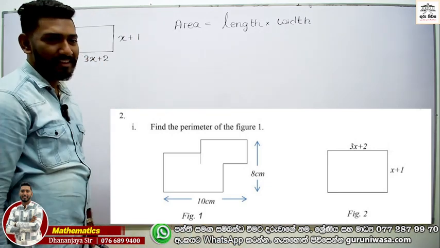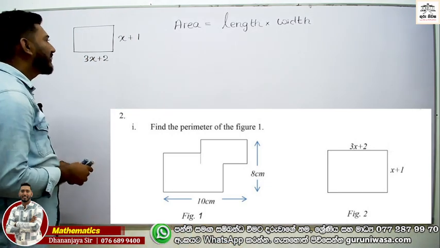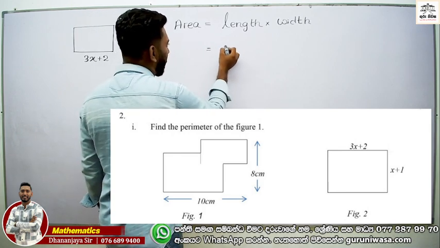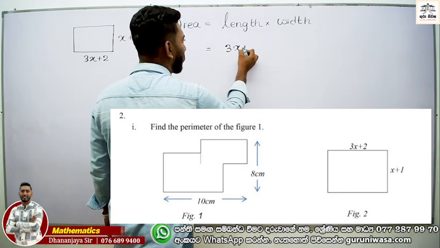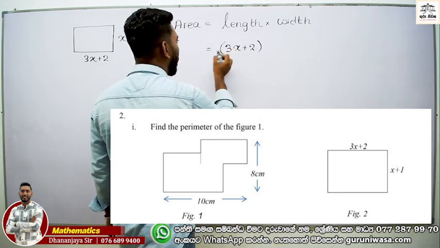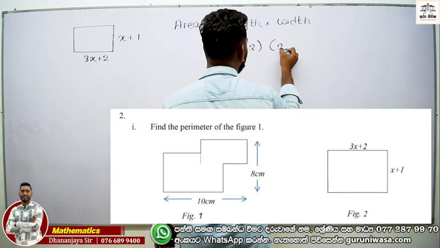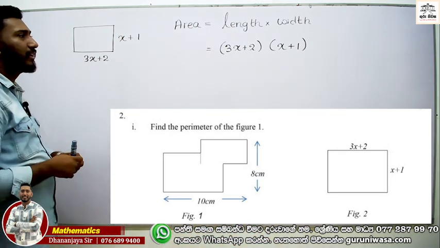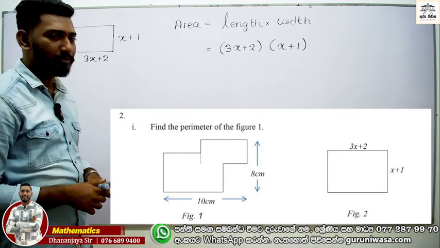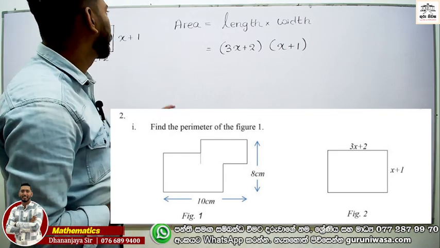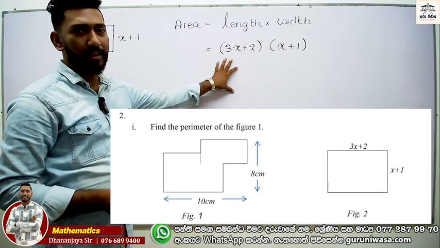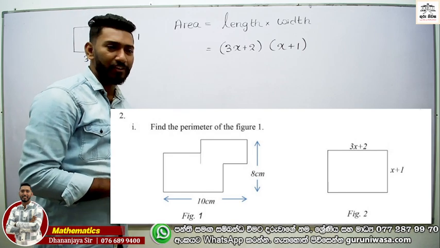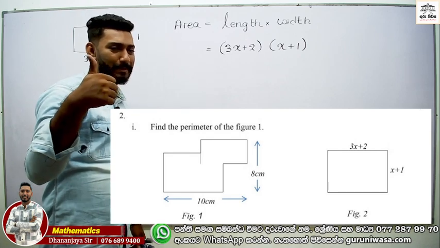Yes. Now, length is 3x plus 2. Now listen. Length is 3x plus 2, and the breadth is x plus 1. 3x plus 2 and x plus 1. Right? Now this is an expanding form of this one. And here comes the area expression like this. Understood? Yeah.